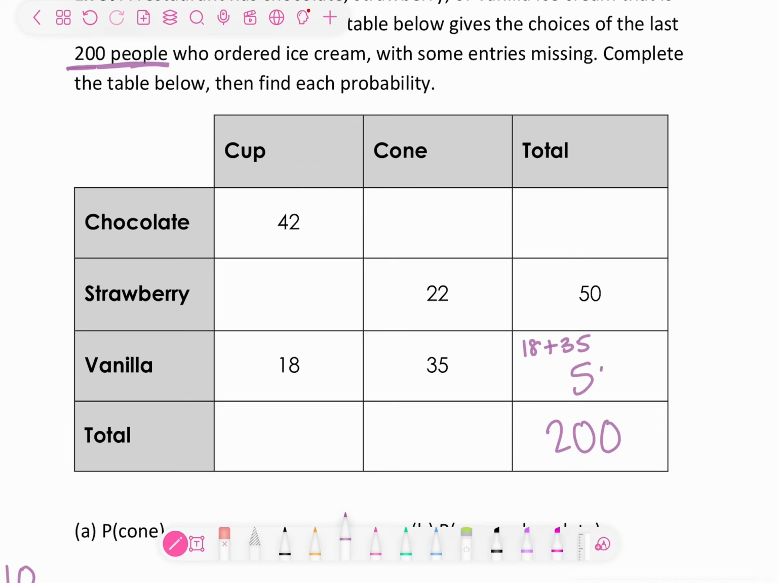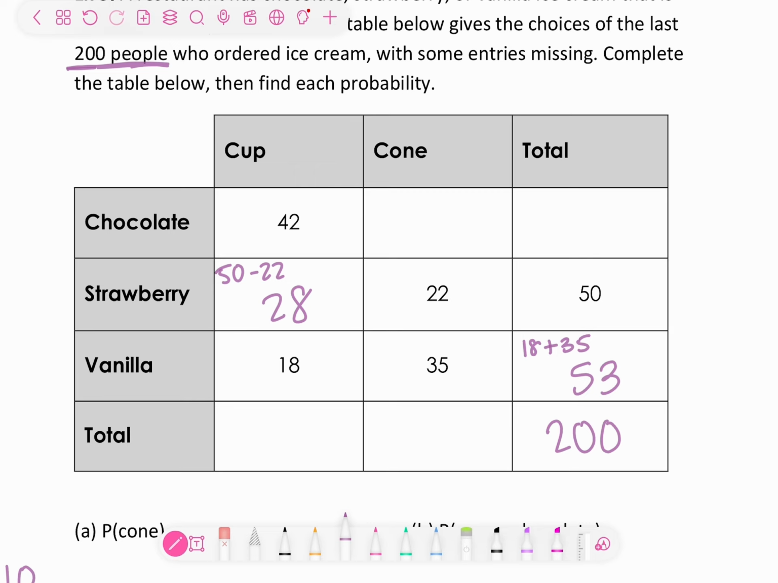Okay, so that's 53 there. Then it looks like we're going to have to go backwards, right? For example, we know that there's 50 people total in the strawberry row. So if we do 50 minus the 22, that'll give us this joint frequency here. So 50 minus 22 is 28, and that gives us that frequency right there.